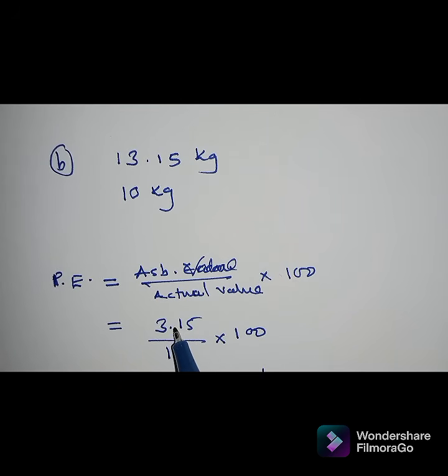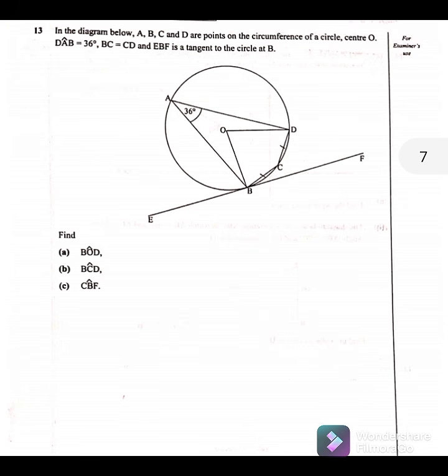So now, since we've found the absolute error, which is here, we can divide this by this, and when we multiply, we remain with 10. 3.15 multiplied by 10 is giving us 31.5%. And this is our answer.